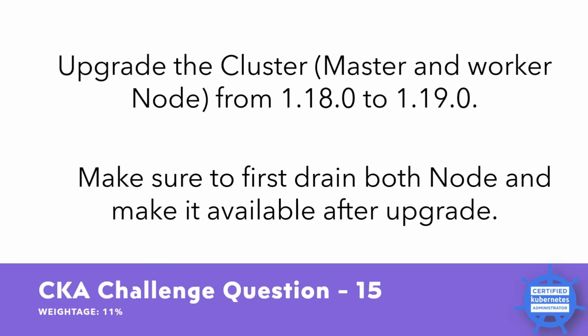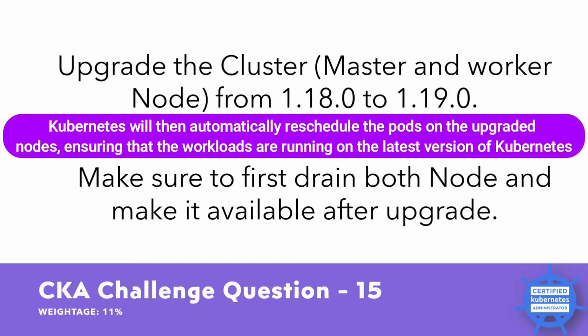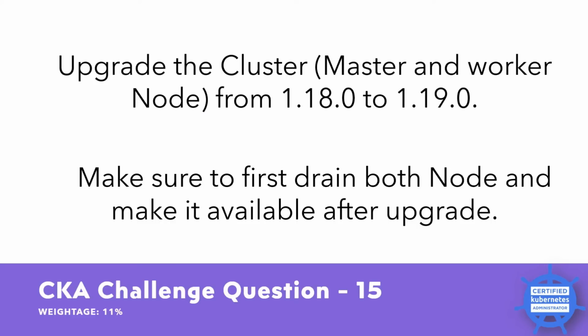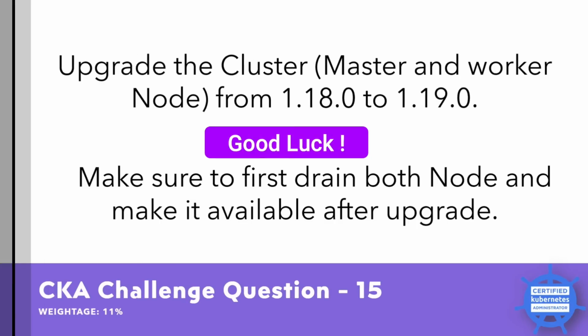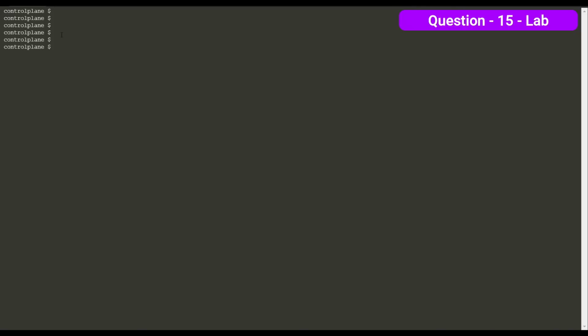After upgrading the nodes, you would need to uncordon them, which means making them available for scheduling pods again. Kubernetes will then automatically reschedule the pods on the upgraded node, ensuring that the workloads are running on the latest version of Kubernetes. Take on the challenge of solving these questions on your own first, but if you encounter any difficulty in solving it, refer to the next video for the solution. Good luck.